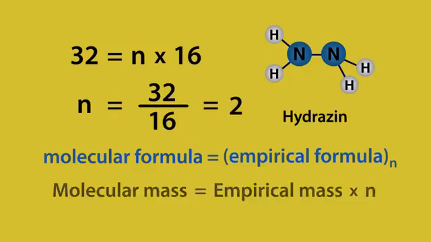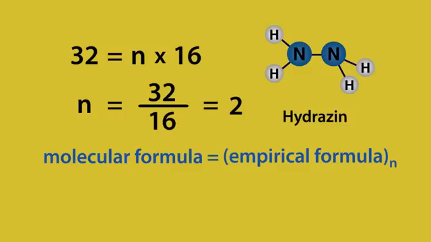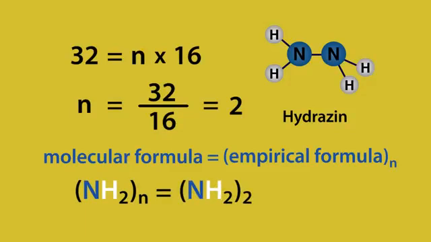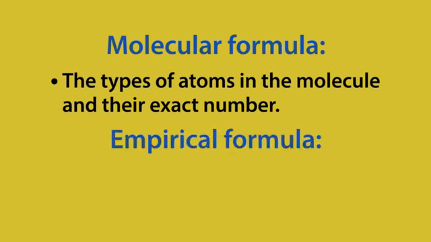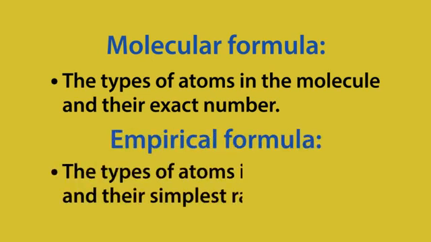So now, molecular formula is the empirical formula times N. So that's NH2 times N, or NH2 times 2, which gives us N2H4. So, to recap, the molecular formula tells us the types of atoms in a molecule and their exact number, and the empirical formula tells us the types of atoms in the molecule and their simplest ratio.